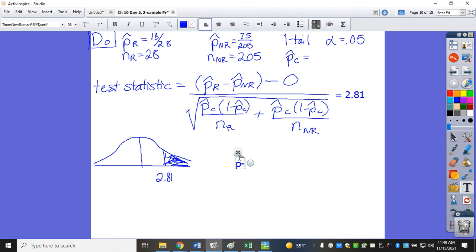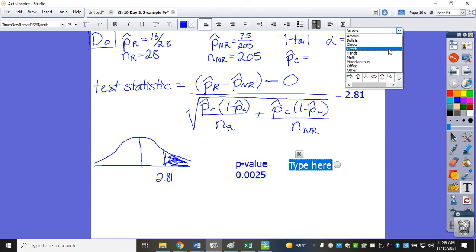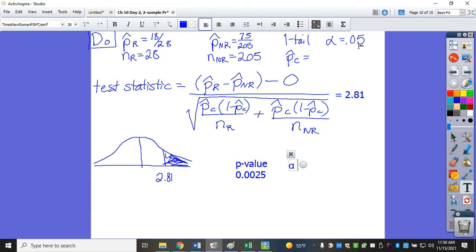And so we know that we have a p-value of what? And we are comparing that to alpha, which is 0.05. And we know that our p-value is what? Less than.